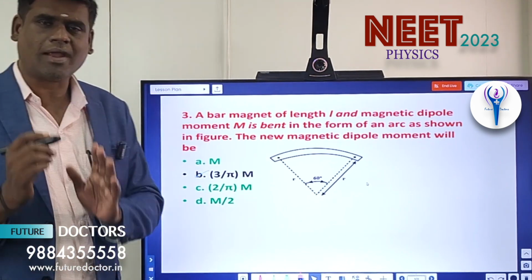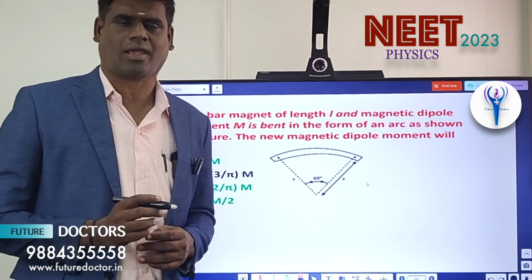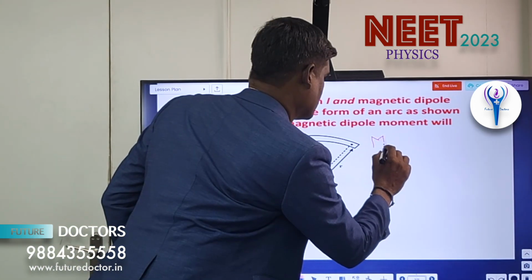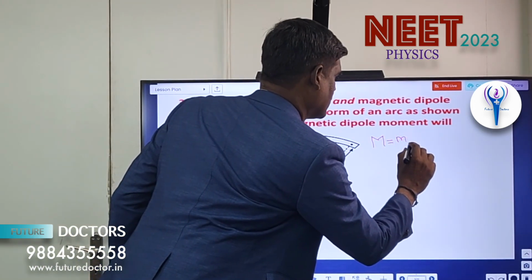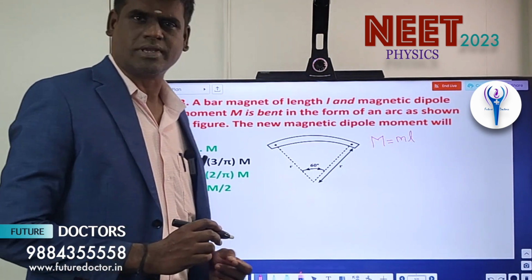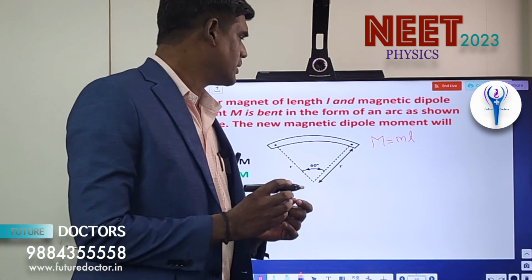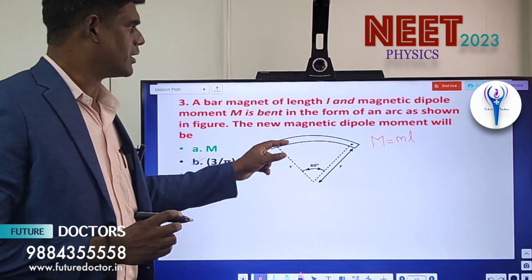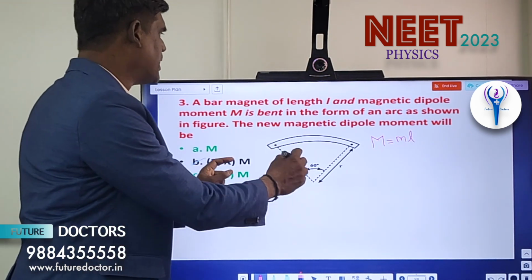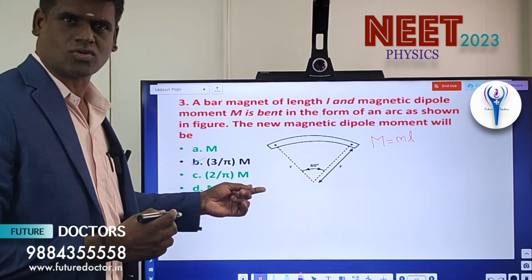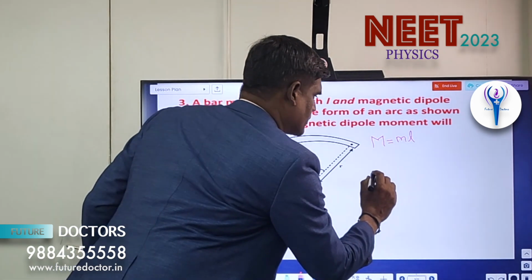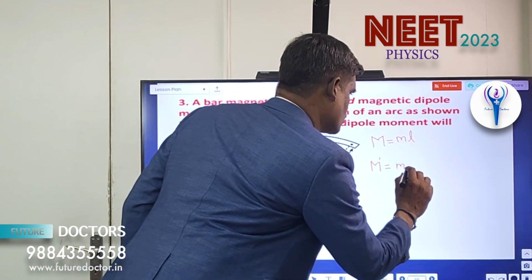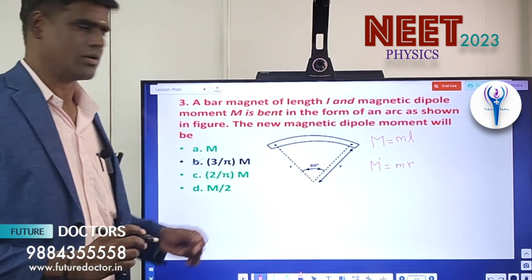Previously, we discussed magnetic moment with the current, that is M equal to I into A. Now here, for a magnet we use pole strength, small m. So magnetic moment M equal to m into L. Small m is the pole strength, capital M is the magnetic moment, L is the length of the magnet. When it is straight, M equal to m into L. And when it is bent in the form of an arc of radius R, as shown in this figure, then its magnetic moment M dash equal to m into R, where R is the radius of the arc.